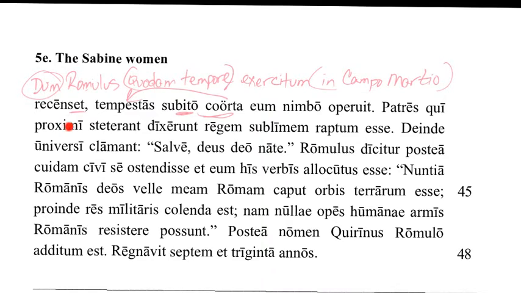Patres, qui proximi staterant dixerant regum sublimum raptum esse. Patres, those must be the senators. They look like the subject. Qui introduces a relative clause. Qui proximi staterant, right there's your verb ending that clause.